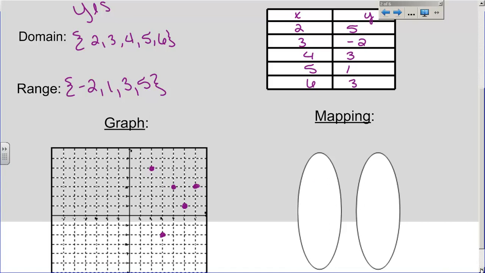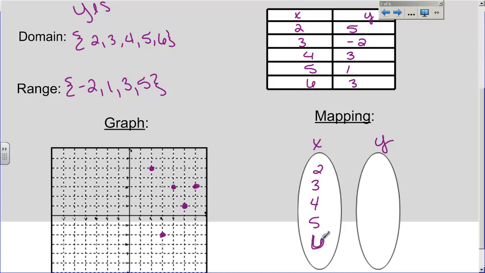Mapping is the only way to represent a relation that you have not ever seen before. A mapping is not difficult. In a mapping, this is your x and this is your y's. And when you put your values into the mapping like you did into your table, the only difference is you don't just list them in order, all the x's and then the y's that go with them. You list them like you do for your domain and your range. So in your x oval, you list your domain, which was 2, 3, 4, 5, and 6. And then in your y oval, we're going to list our range.